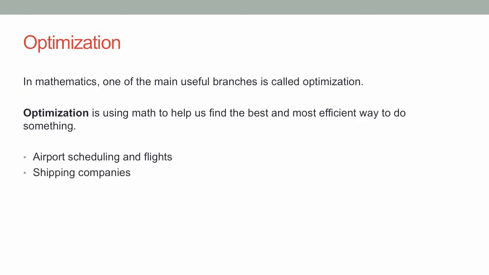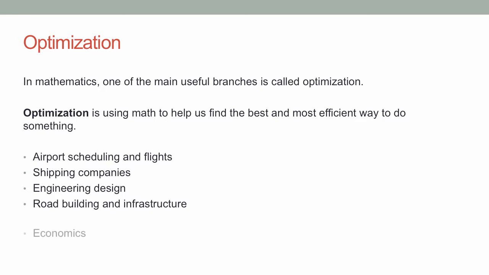Shipping companies use a lot of math in terms of shipping goods from one place to the next in the fastest way possible, using the least amount of shipping time, gas, and resources. Engineering design uses optimization to make efficient buildings. Road building and infrastructure, in terms of maintaining, fixing, and building roads. And finally, in economics, we use math and optimization a lot to make sure we're selling and producing in the best and most efficient way possible.